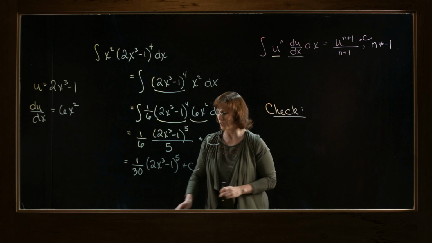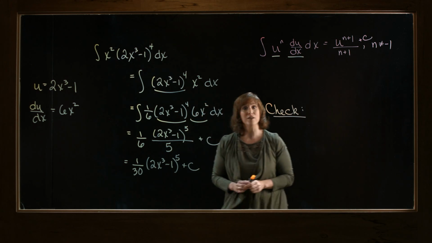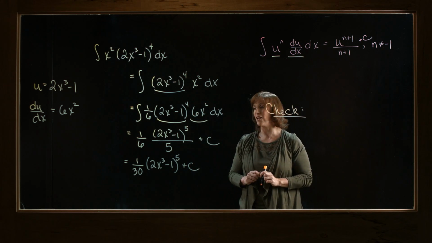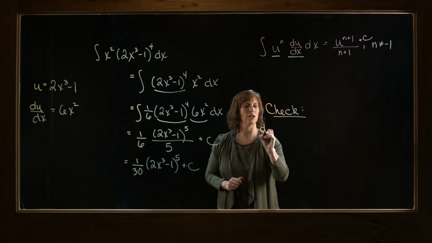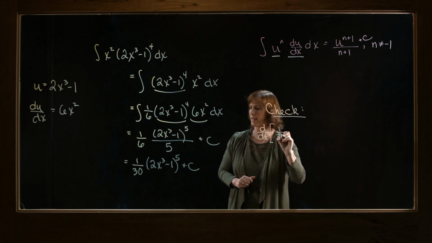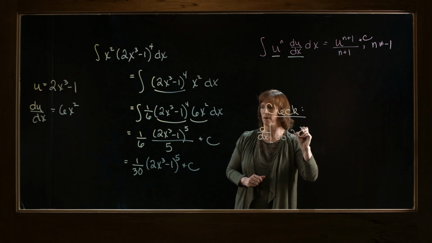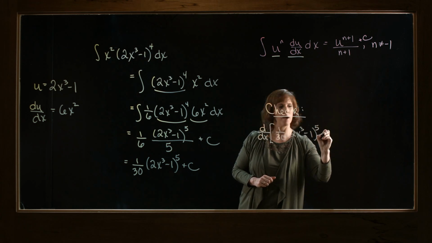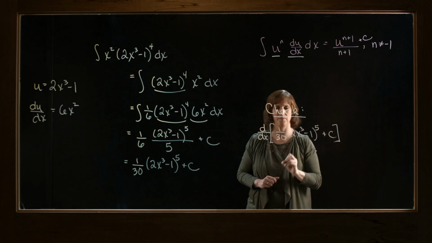All right, I'm fairly confident in my answer, but because this is a new process, it's a good idea to check our answer. And we know you can check your answer by differentiating your result. So let's take a look. I'm going to take the derivative of 1/30 times 2x cubed minus 1 to the 5th power plus c.